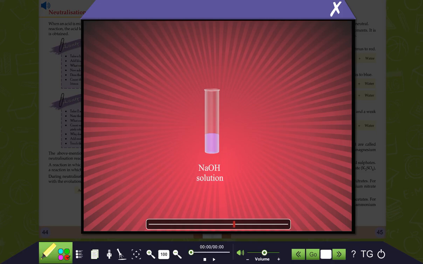Count and add dilute HCl drop by drop to the same test tube. How many drops does it take to change the pink color to colorless? Why does the color get decolorized? Add 1 drop of dilute NaOH to the reaction mixture. Does the solution turn pink again? Touch the test tube. Is it warm?